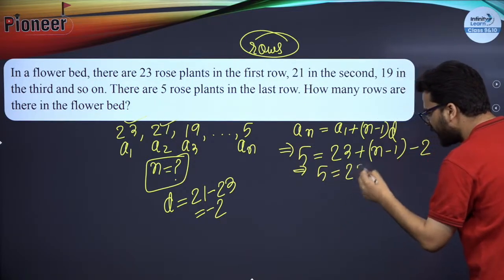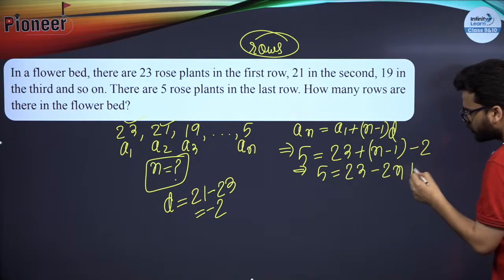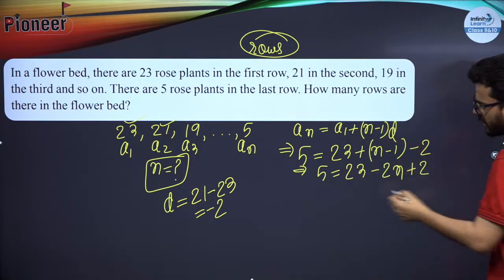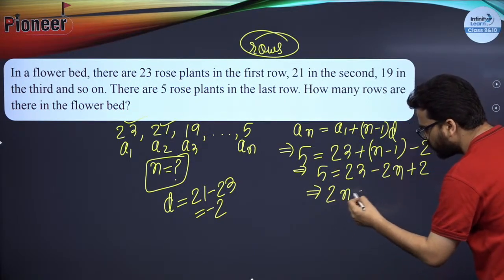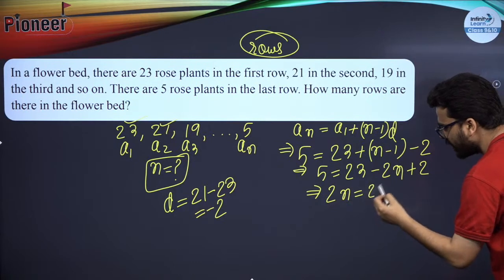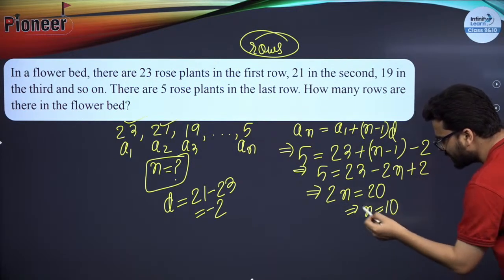So this will be 23 minus 2n plus 2 over here. This will go on the other side of the equation. So 2n is equal to 25 minus 5, that is 20. So n is equal to 10. So n is equal to 10 is the answer.